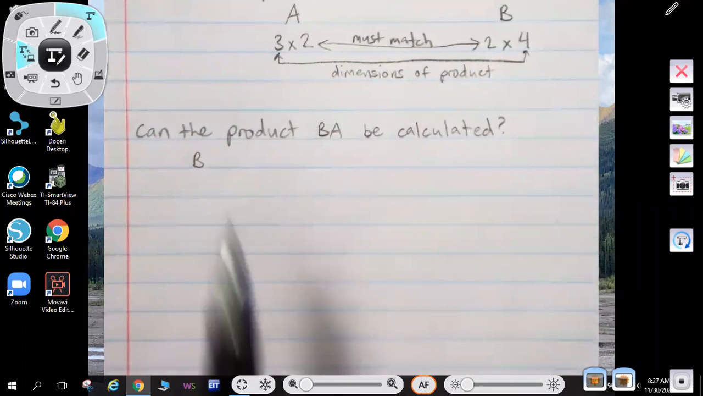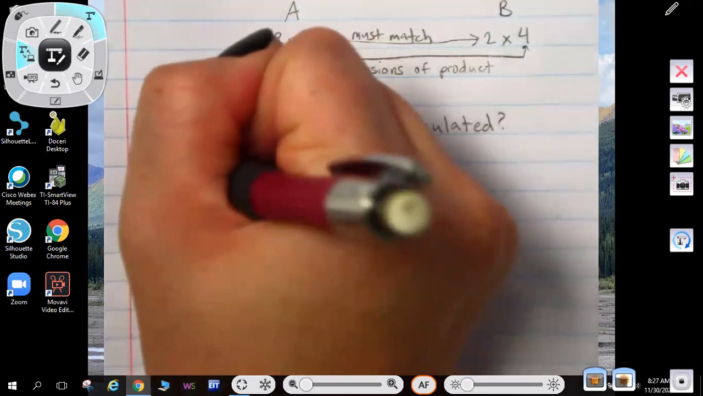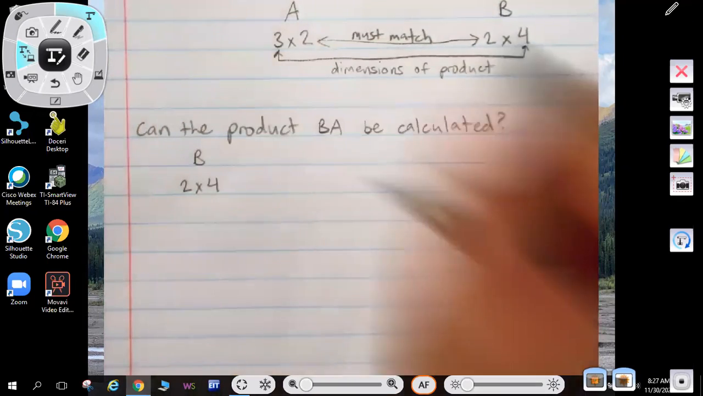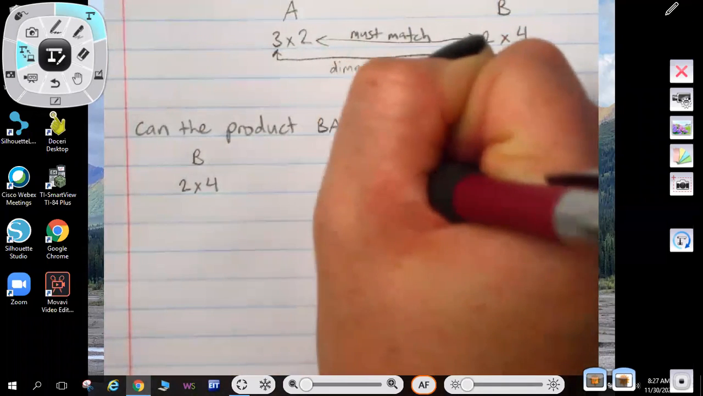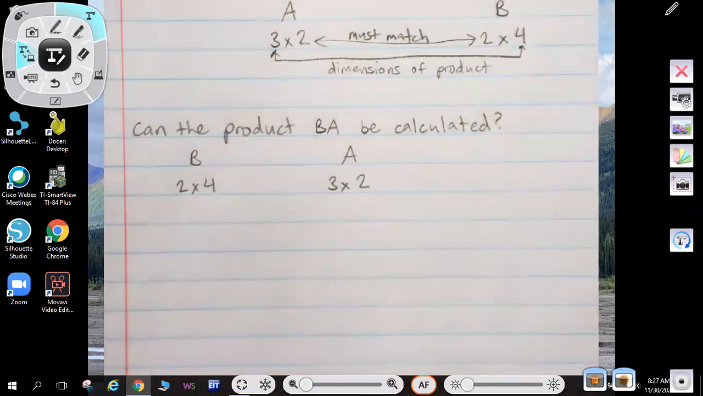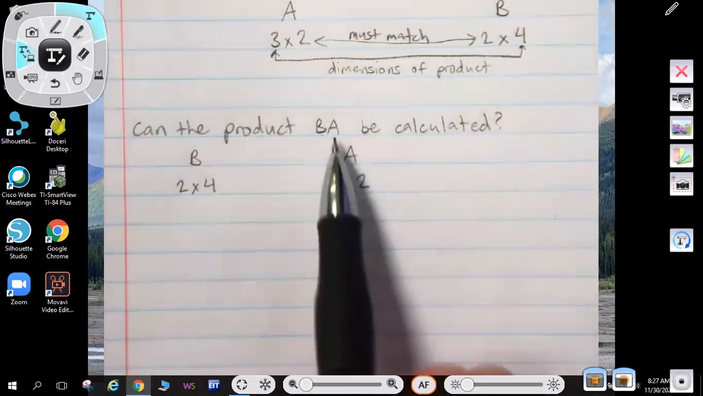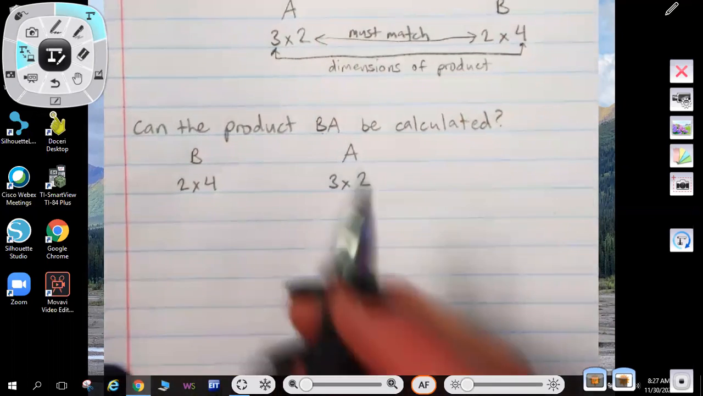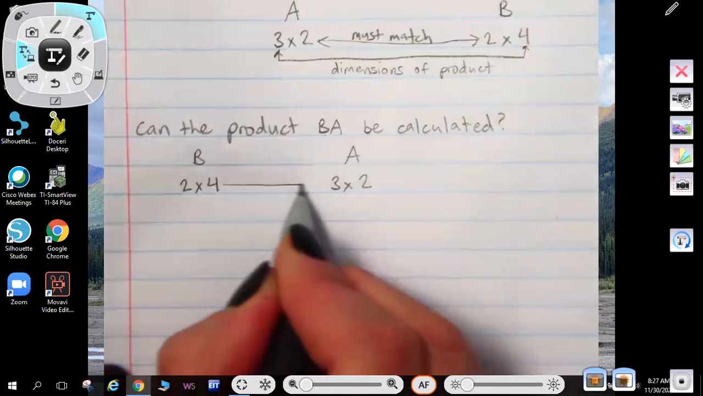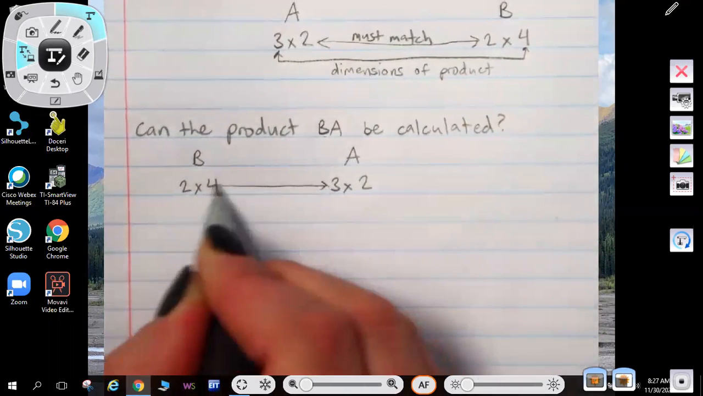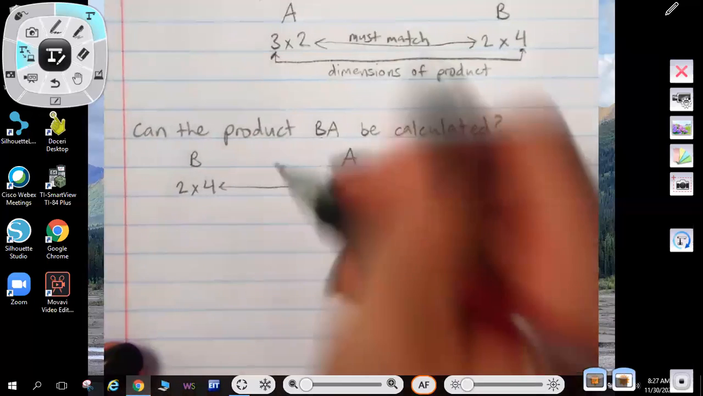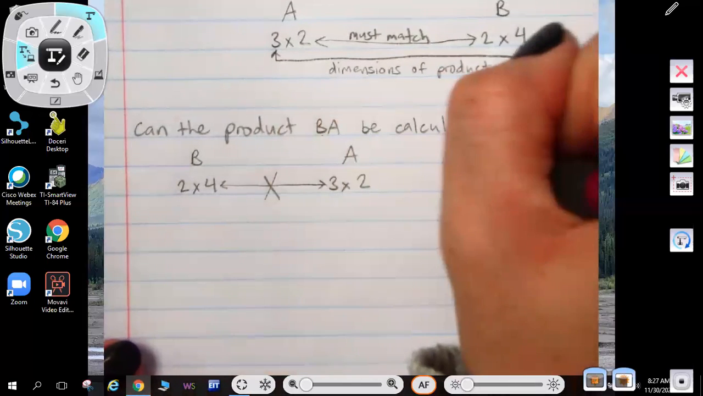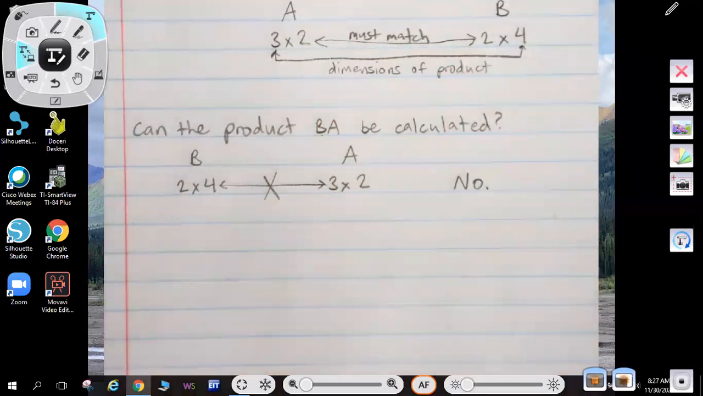Okay, so our matrix B is a 2 by 4. Matrix A is a 3 by 2. We have to write it in that order because that's what's being asked, B times A. So when we write it like this, the inside numbers have to match. And they don't match. So our answer is no. We can't multiply B times A.